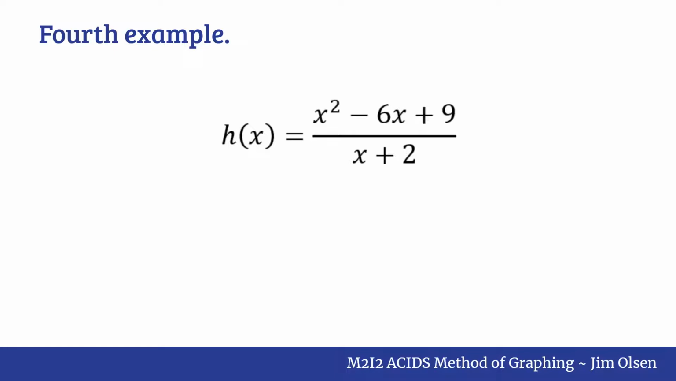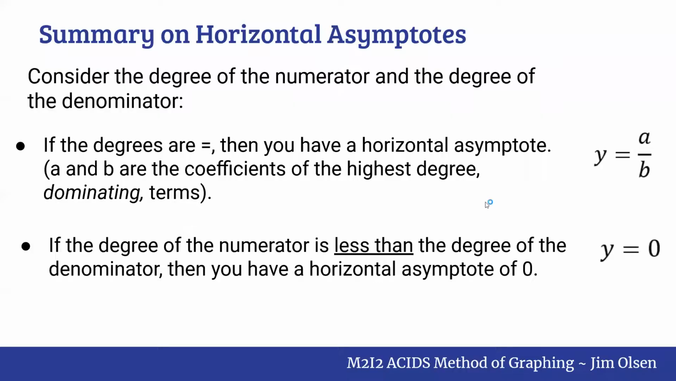Let me summarize horizontal asymptotes. You consider the degree of the numerator and the degree of the denominator. If the degrees are equal, then we have a horizontal asymptote. We look at the coefficients of the highest degree terms, and we have y equals that number. If the degree of the numerator is smaller than the degree of the denominator, the denominator is going to dominate and it's going to go to 0. y = 0 is our horizontal asymptote.